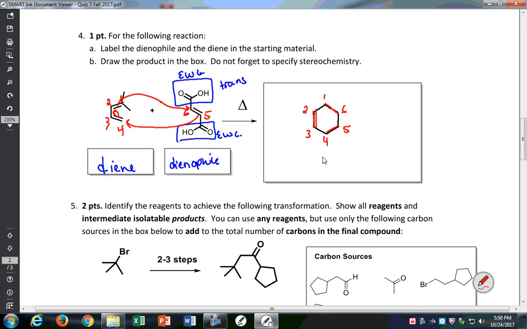Okay, now I just have to put in my R groups that are not actually reacting. They're just hanging out. So on carbon 1, I have 2 methyl groups. There they are. They're not participating in the reaction, so they just end up in the final product. Carbon 6, I have my electron withdrawing group, and carbon 5, I have my electron withdrawing group. But they will be trans to each other, so I do have to specify that.